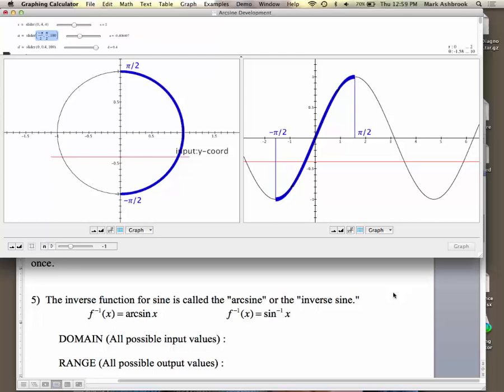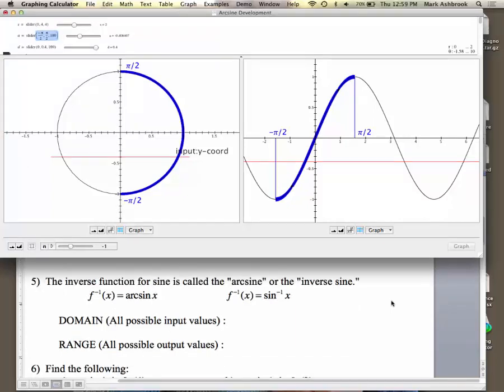See if you've been tracking, listening. Can you write out what the domain and the range of the arcsine function is? What are all possible inputs? What are all possible outputs?